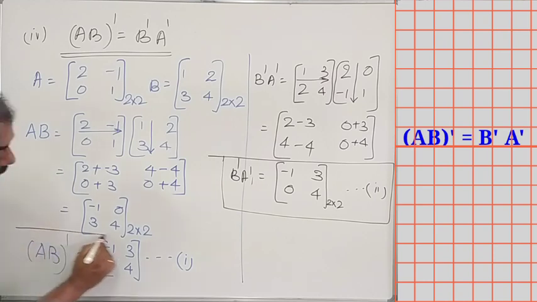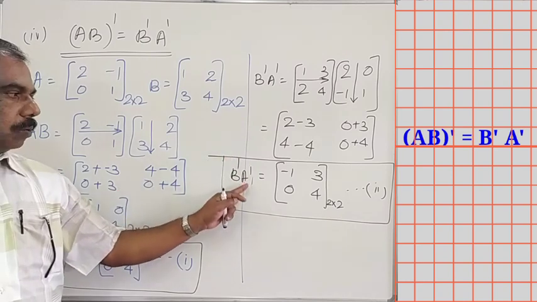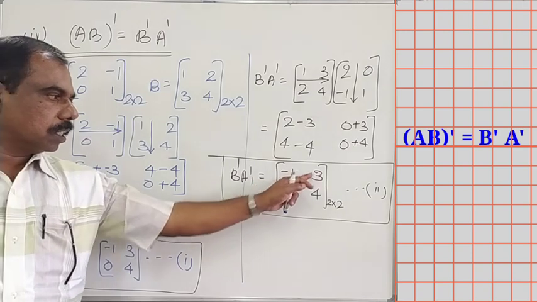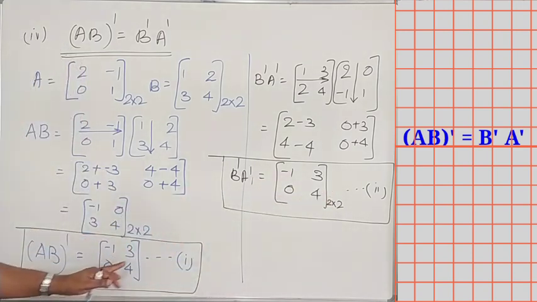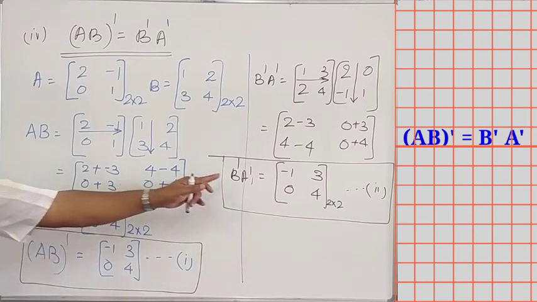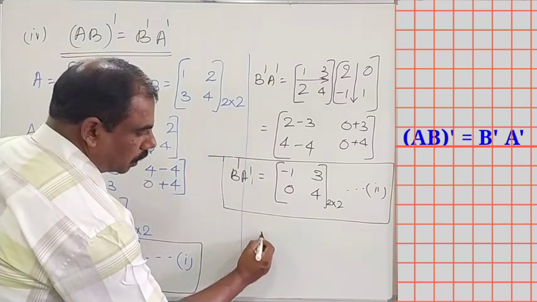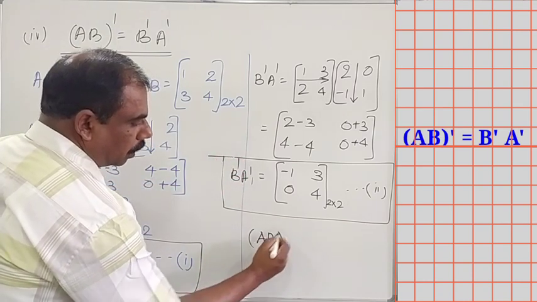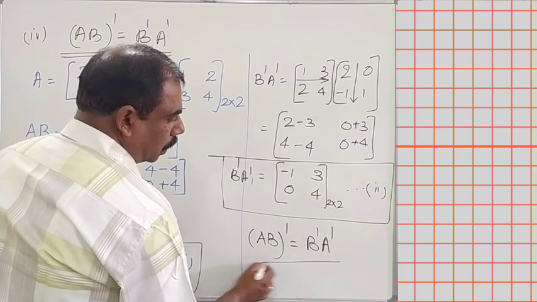We compare these two matrices. AB whole transpose is equal to minus 1, 3, 0, 4. B transpose into A transpose is equal to minus 1, 3, 0, 4. Compare the equations 1 and 2, we can find that the RHS are equal, therefore AB whole transpose is equal to B transpose into A transpose. So in general, we write AB whole transpose is equal to B transpose into A transpose.